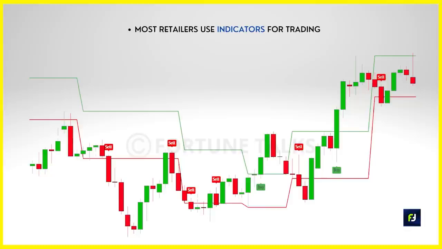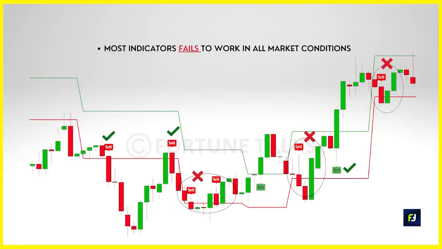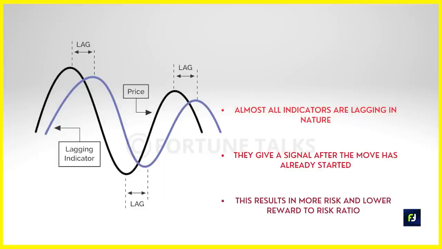Almost all indicators are derived from fundamental elements of the market, which are price and volume. Further, price and volumes are a result of the post-processing of basic market data. So the point that I want to elaborate is that indicators can to some extent do a good job in generating winning trades. But most indicators fail to work in all market conditions, and the signal provided by a single indicator cannot be trusted completely. And to top it all off, almost all indicators are lagging in nature, and they give a trade signal after the move has already started, which results in more risk and thereby lowers your reward to risk ratio.